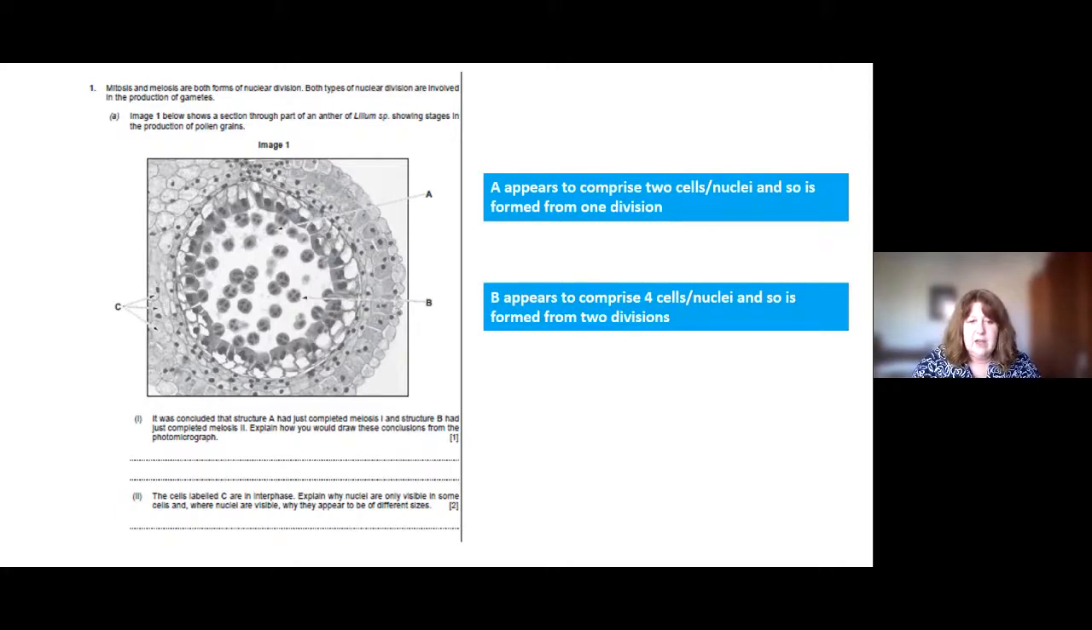And then the last question on this page says, the cells labelled C are in interphase. Explain why nuclei are only visible in some cells and where nuclei are visible, why they appear to be of different sizes. This isn't a question strictly about mitosis or meiosis per se, but it's a question that very often comes with cell work, for instance. And it's all about sectioning.